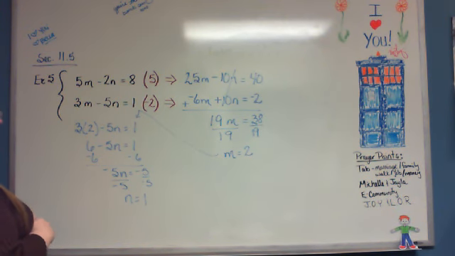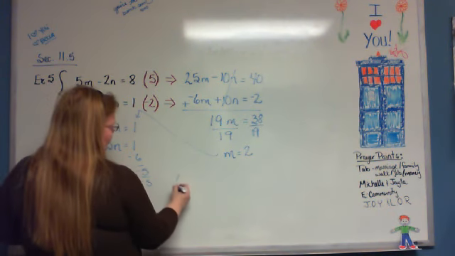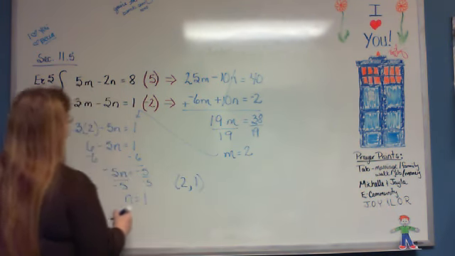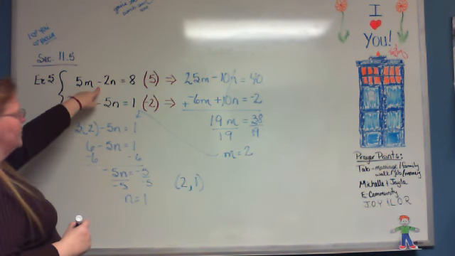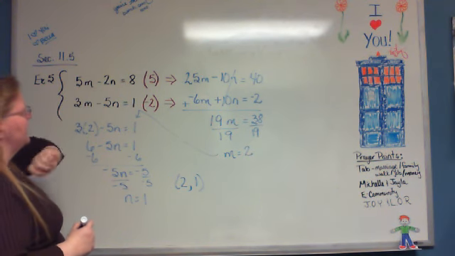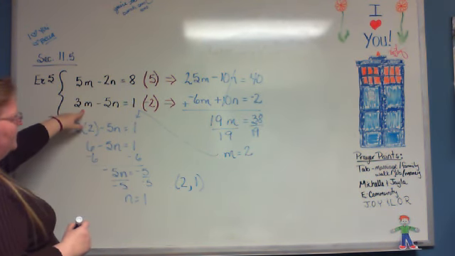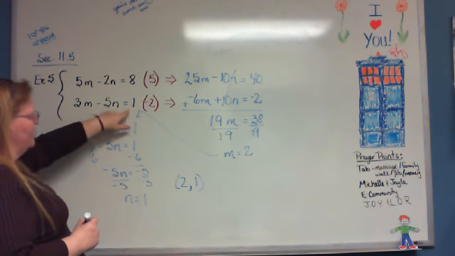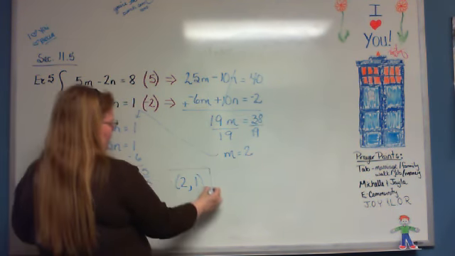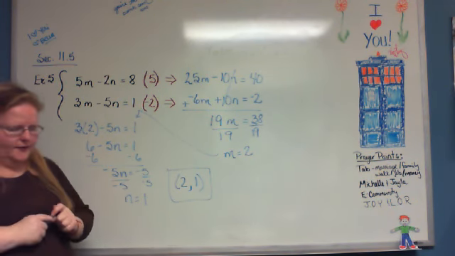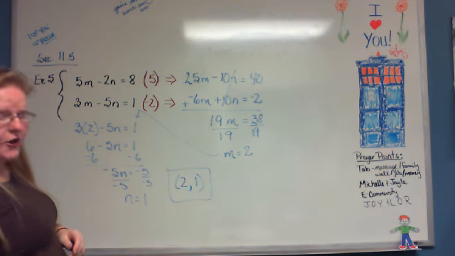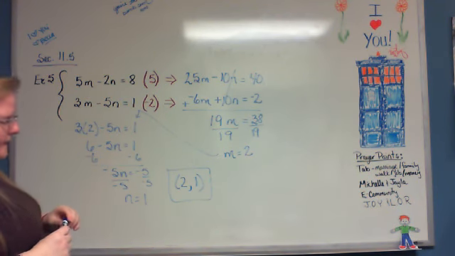Just to be sure that what we got was correct, plug it in. 5 times 2 is 10, minus 2 times 1 is 2. 10 minus 2 really is 8. 3 times 2 is 6, minus 5 really is 1. So yes, that is correct. That is about as hard as this gets, because we've gone over every single kind you can have for equations.